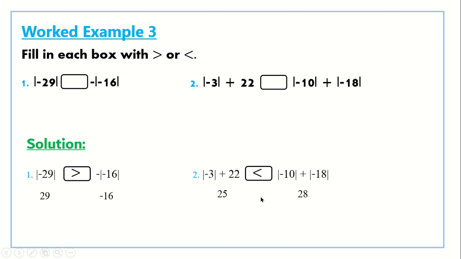Okay? So I believe that you have really understood what we call absolute value and what we call opposite number of an integer.